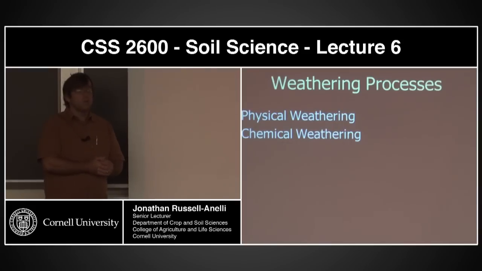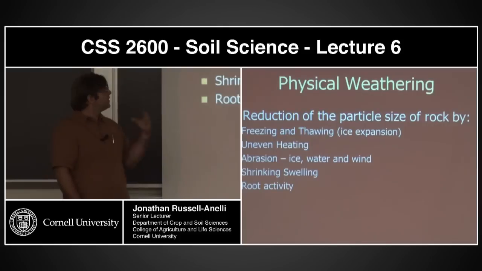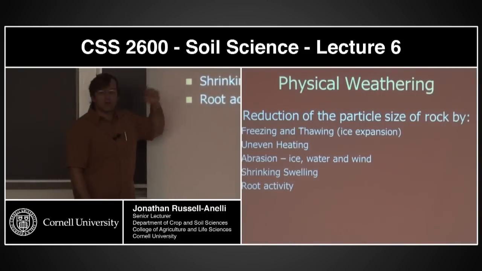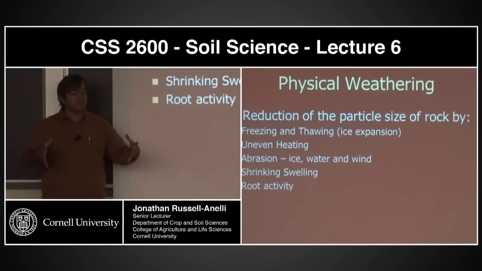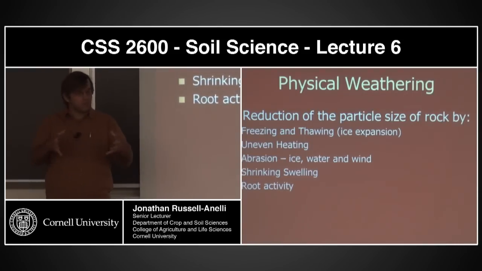We have two types. We have physical weathering, where you're actually banging things together. And we also have chemical weathering. Let's start with the physical weathering. Okay? There's basically 5 different types of physical weathering. We've got freezing and thawing. You can imagine something expands and contracts. When it freezes and thaws, things are going to break.